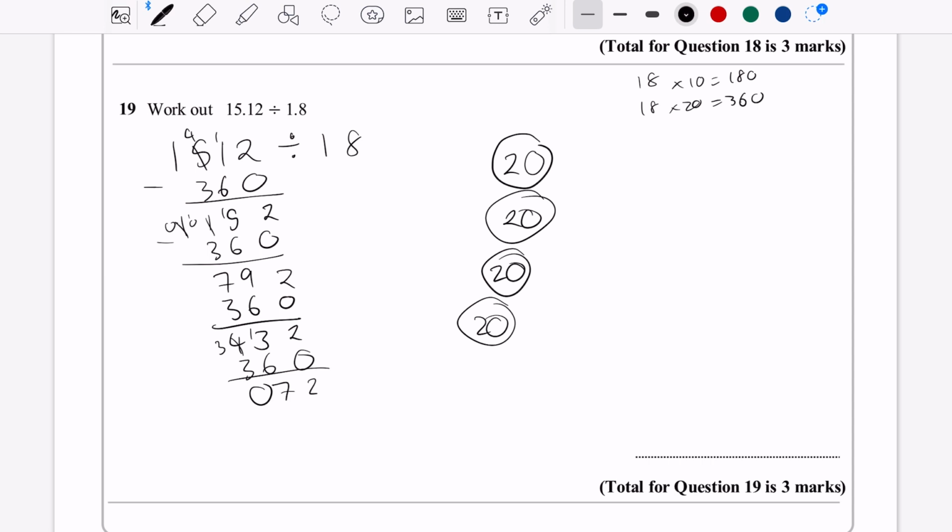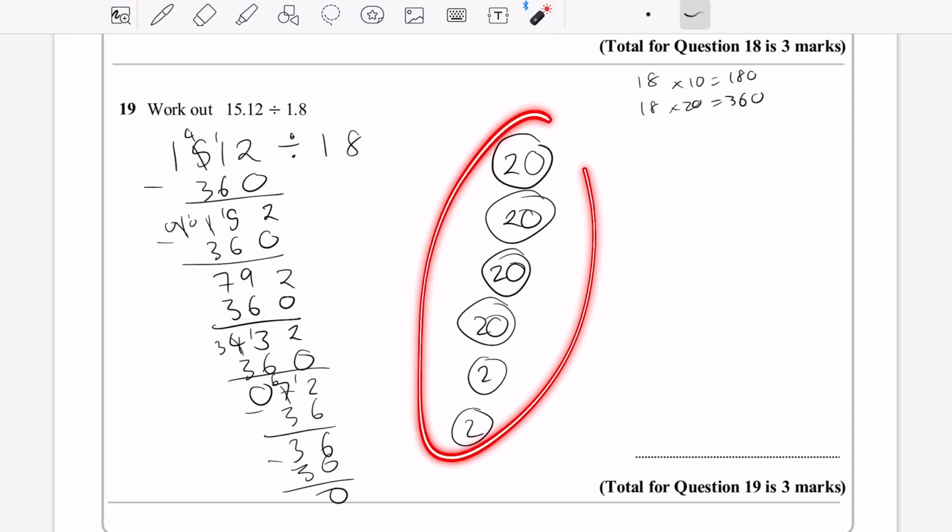Okay, I get to the number 72. Now I can't do 10 more 18s, I can't do 20 more 18s to get this number to 0, because that's what I'm trying to do. But I could just do 18, for example. I could do 1 lot or 2 lots maybe, because that's 36. Let's do that. So that's 36. Then I've got another 36, and that will give me 0. So then I just need to add up all these to get my answer.